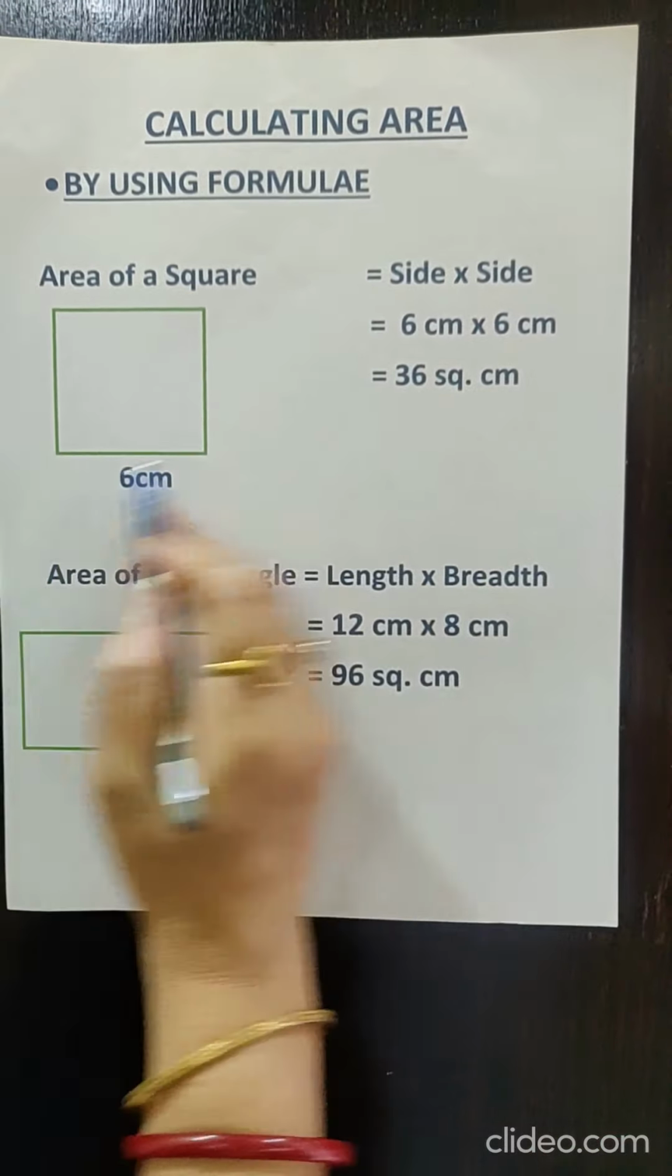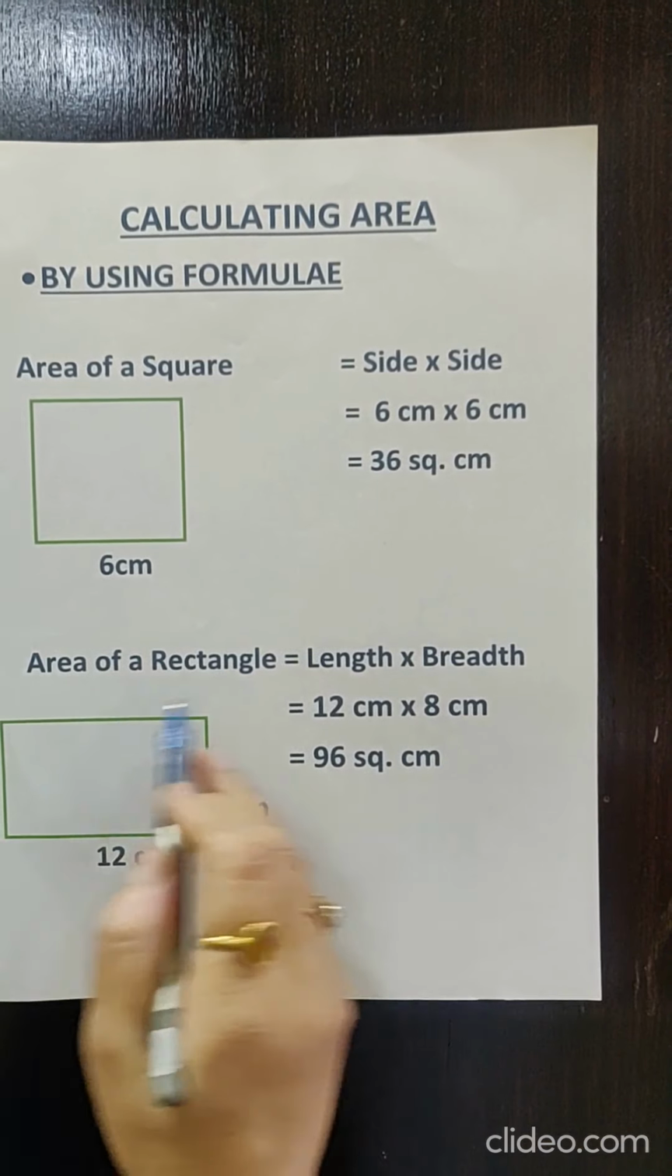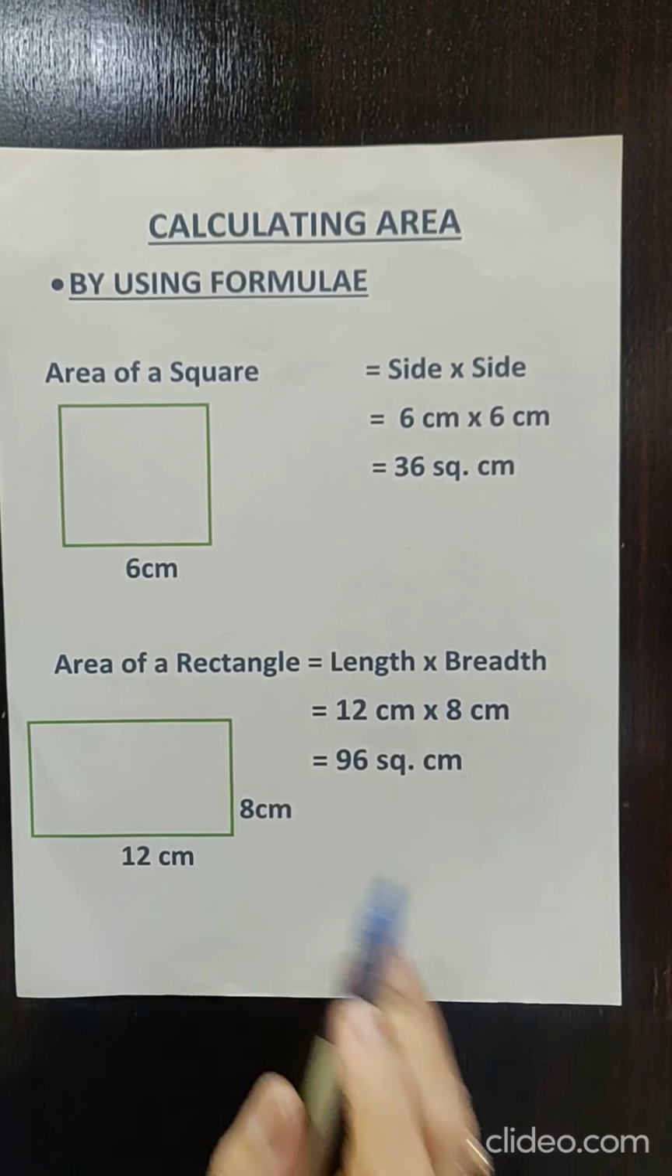Next is area of a rectangle. We multiply length and breadth. This is length, this is breadth. So 12 centimeter into 8 centimeter, we get 96 square centimeter, which is the area of the rectangle.